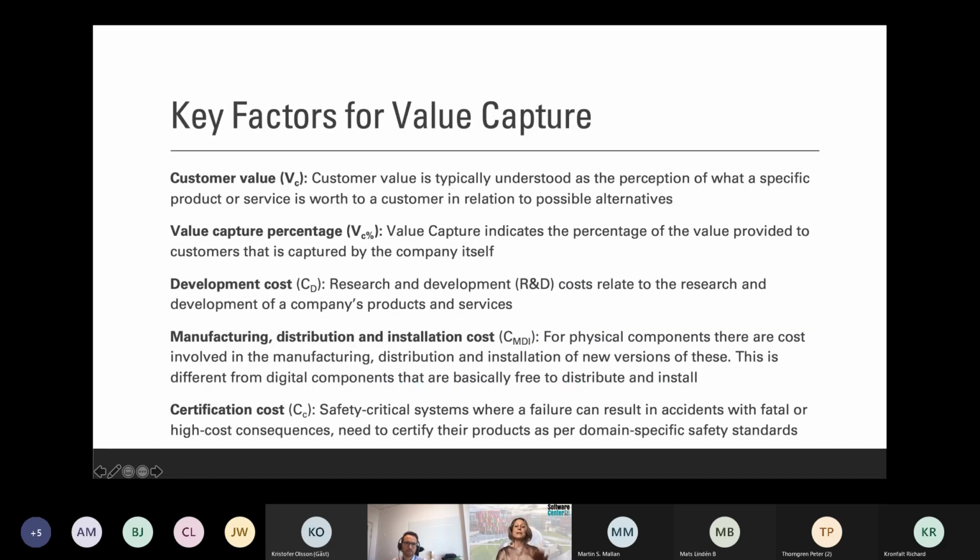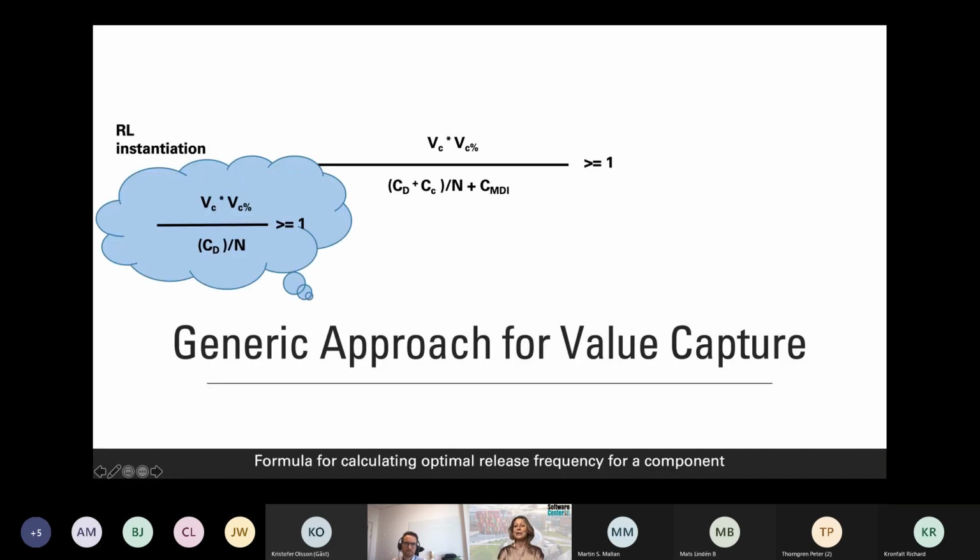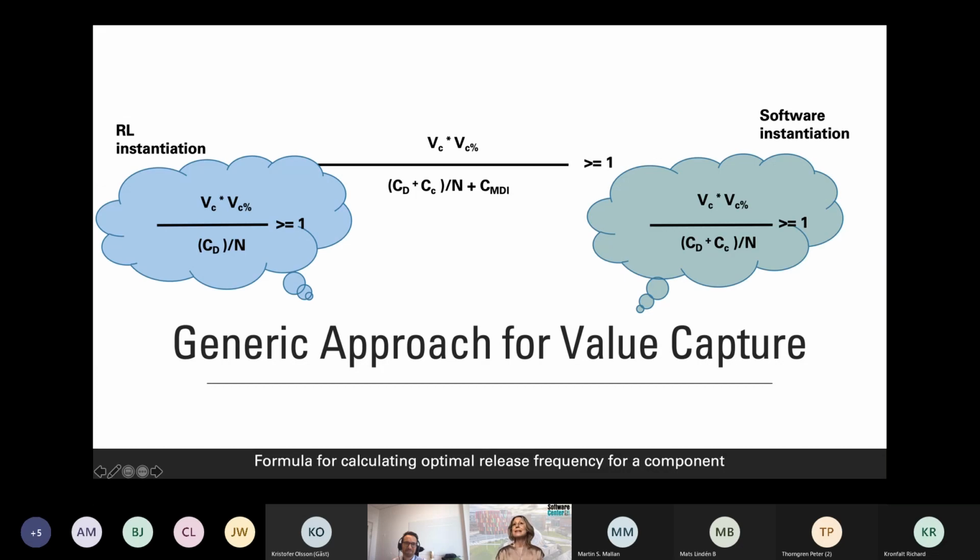And so we specified and we discussed with the companies different key factors. What are the values you look to achieve? What are the costs that are associated with development of new functionality? We captured it even in a formula. I will present this in the afternoon sessions. So for those of you who are interested in learning more, please join the afternoon session of theme 4.